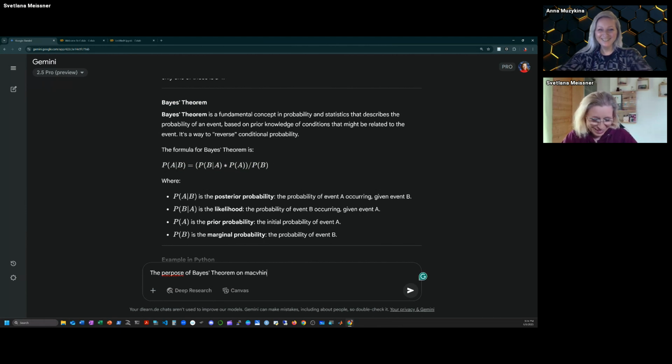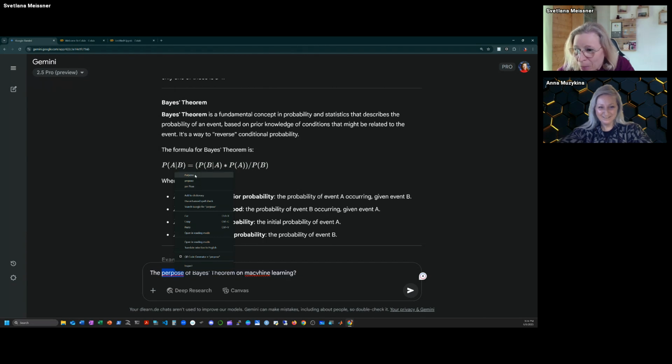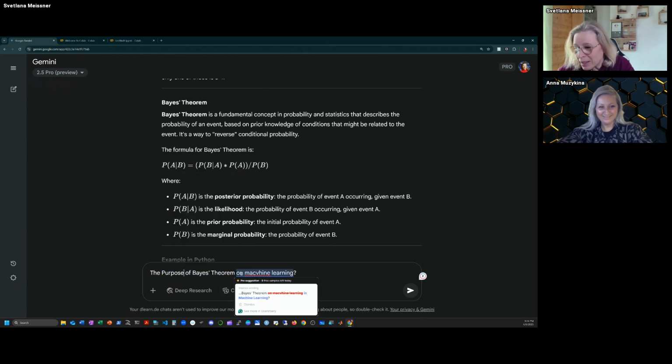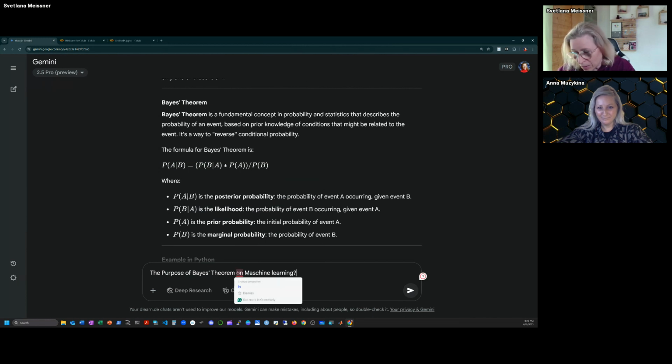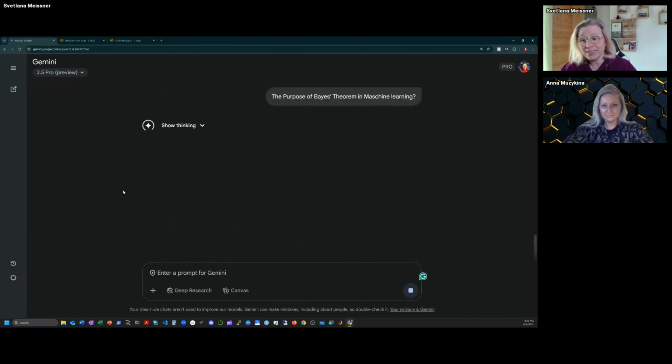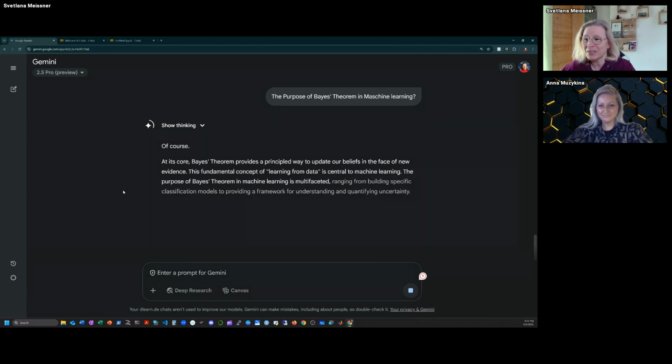Yes, I wanted to write the same prompt asking Gemini. Let me first fix the spelling: the purpose of Bayes theorem in machine learning. Now it's correct, and we can ask and check. We can start deep research, or also start Canvas to build a demonstration app on Bayes theorem. That could be also very interesting. We'll see.